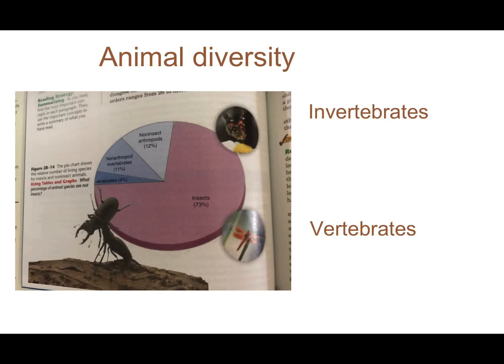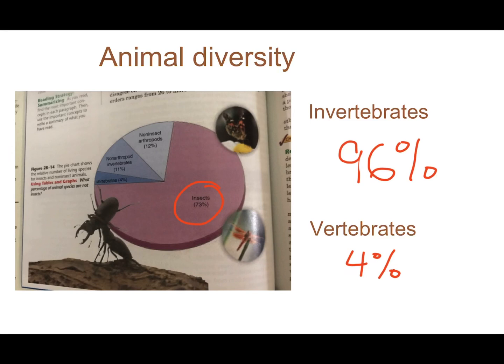So moving on to animal diversity, we tend to think of most animals as having a backbone or being a vertebrate, when in actuality, vertebrates make up 4% of animals. So that would be 96% invertebrates. And you can see here from this graph, most of those are actually insects. Okay, so most invertebrates are arthropods.